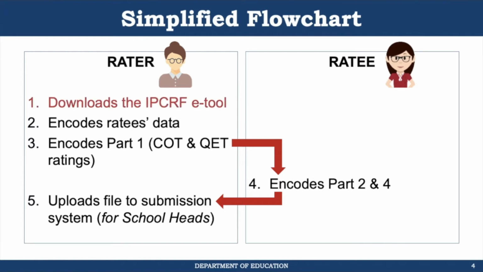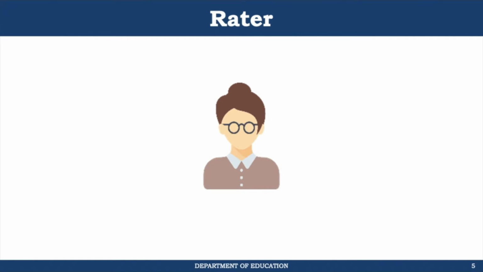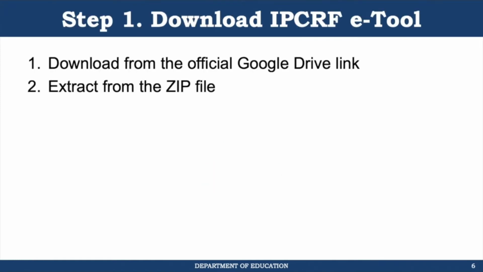Let's begin with downloading. First, let's slip into the role of the rater. Here are the activities for step 1, download and extract. The first thing we must do as a rater is to download a copy of the new IPCRF electronic tool. Keep in mind that the versions that you may have obtained prior to May 4 should no longer be used. The system will not accept them.